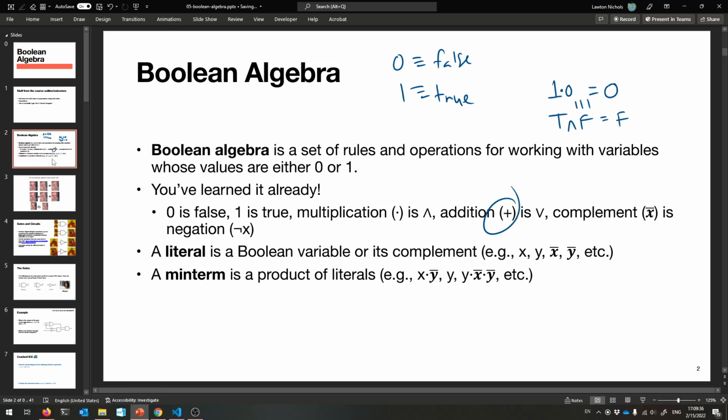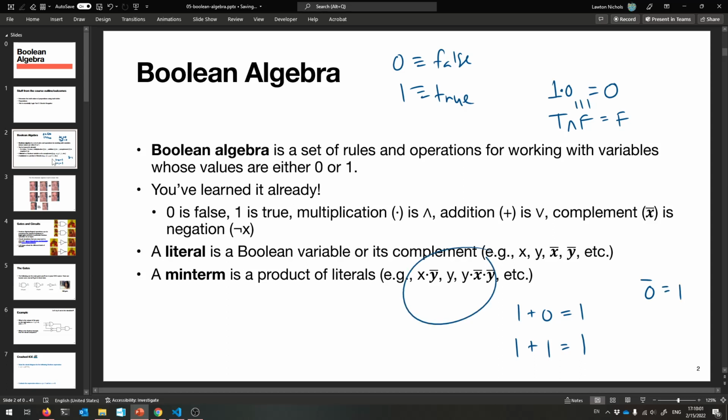Plus doesn't make as much sense, unfortunately, but it makes enough sense, right? 1 plus 0. Hey, that is 1 in actual arithmetic. 1 plus 1, though, is not equal to 1 in actual arithmetic, but it is in Boolean algebra, because true ORed with true is true, right? And then you have your complement, so 0 complement is false negated. That's true, right? That's 1.